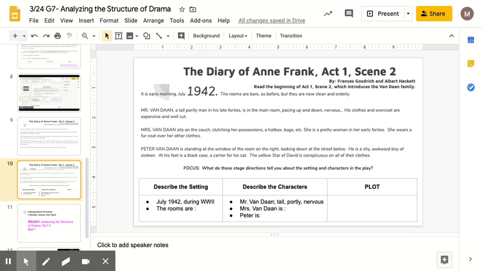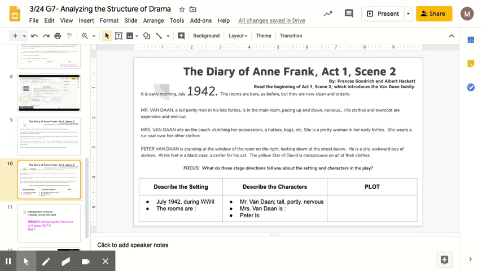Now, our focus is, what do these stage directions tell you about the setting and the characters in the play? So, describe the setting. Well, I remember from Hitler Youth that 1942 is definitely during World War II, right? Your job is to find the details that describe how the rooms are described. What are they like? Now, the next step is to look at the characters.